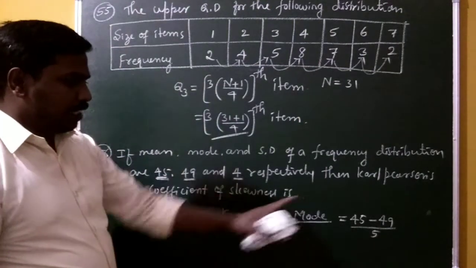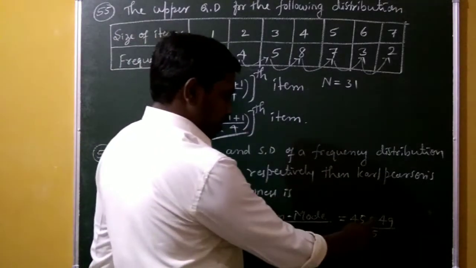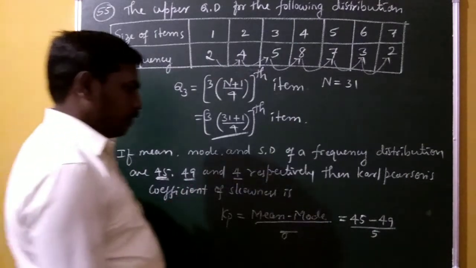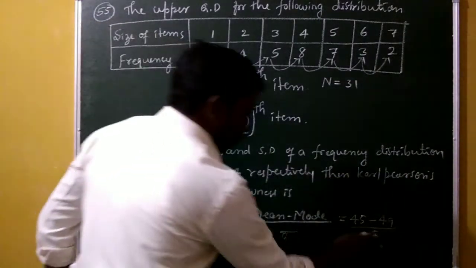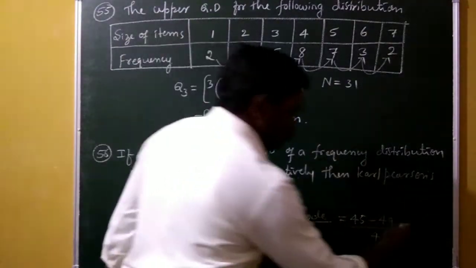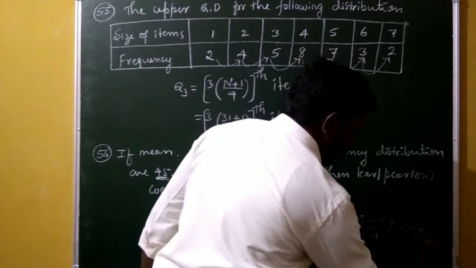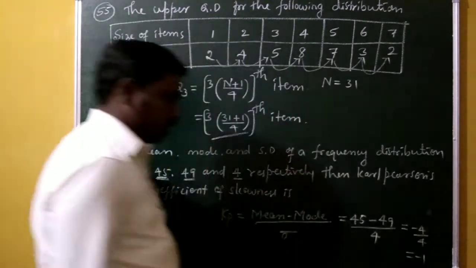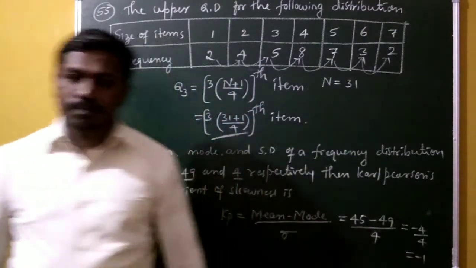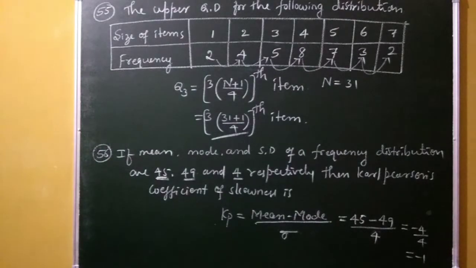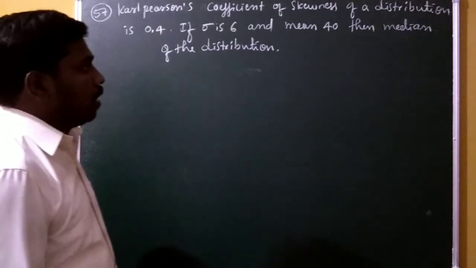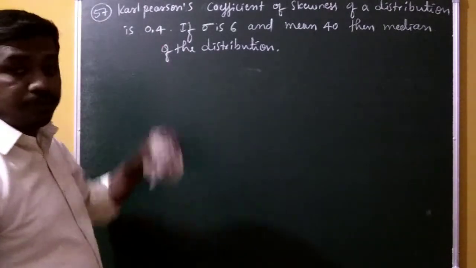45 minus 49 is minus 4. The standard deviation is 4. So minus 4 divided by 4 is minus 1. The Karl Pearson coefficient of skewness is minus 1.